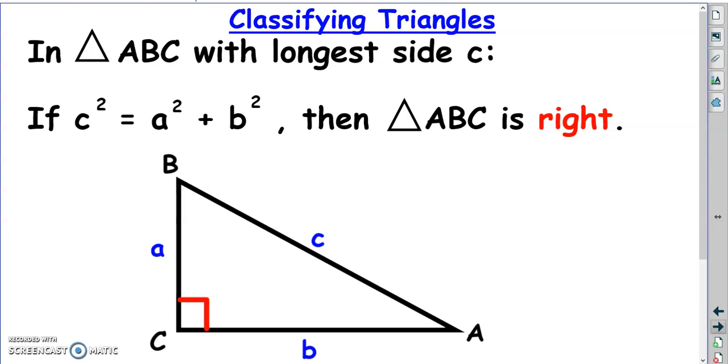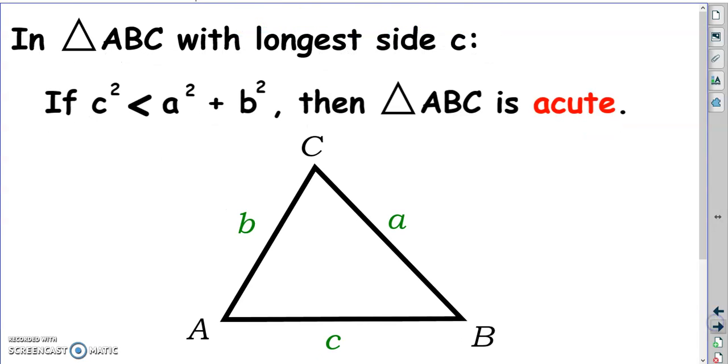So we're going to talk about classifying triangles as right, acute, or obtuse. So how are we going to do that? If c squared equals a squared plus b squared, we know that triangle ABC is a right triangle. That's what we've been talking about with the Pythagorean theorem. However, if c squared is less than a squared plus b squared, then triangle ABC is acute. This is why I've been wanting you to put c squared first. I like to think of less than 90 degrees for acute, so that makes sense.